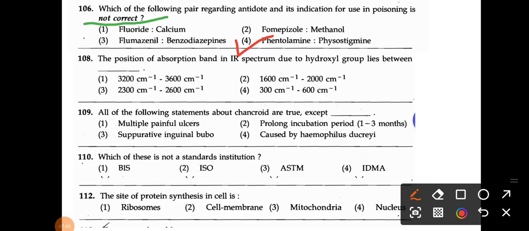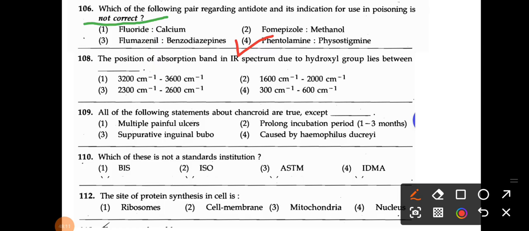Okay, so the next one, 108: the position of absorption band in IR spectrum due to the hydroxy group lies between. Again the question is from IR. Up till now questions have been asked from UV, IR, and mass, right? So definitely one question is from there, the spectroscopy techniques whatever they have mentioned in your syllabus. So please go through it guys.